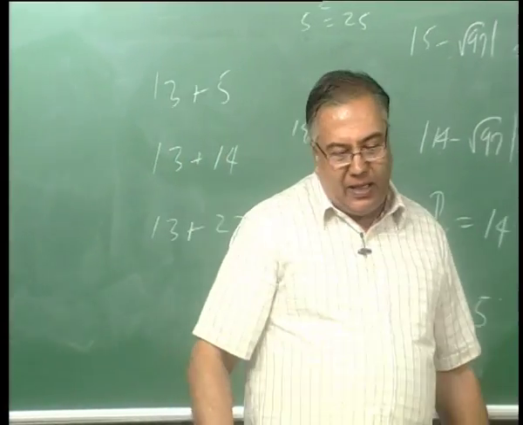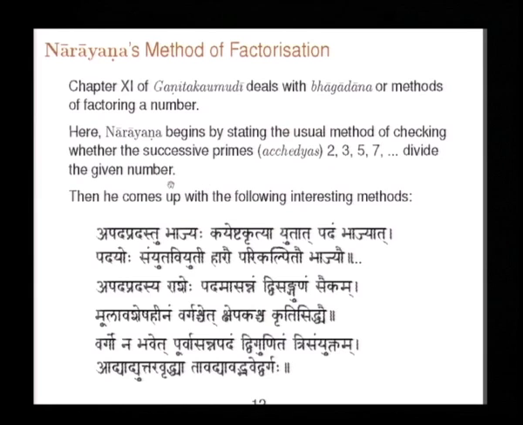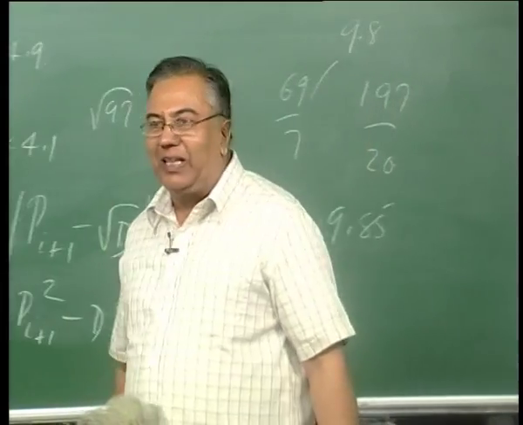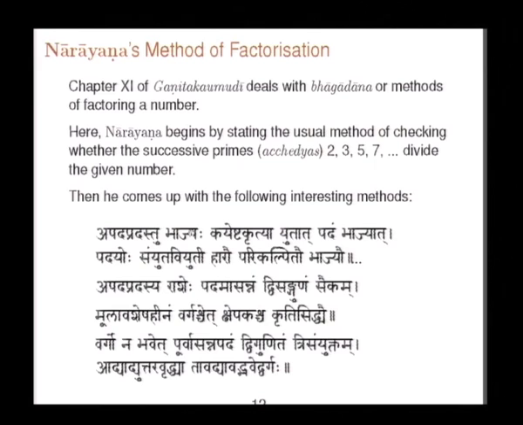So he says the usual procedure: when you want to factorize a number, you try dividing it by successive achhedyas. This is the name he gives to primes, numbers which are not divisible. Achhedyas 2, 3, 5, 7 divided. This is the well known sieve of Eratosthenes or whatever. This is the standard method for trying to find the factors of a number. Then he comes up with the following interesting methods.